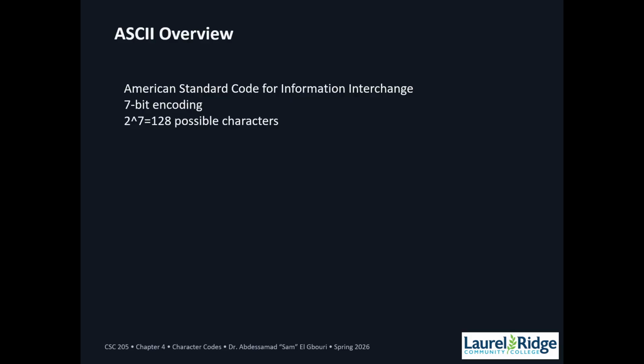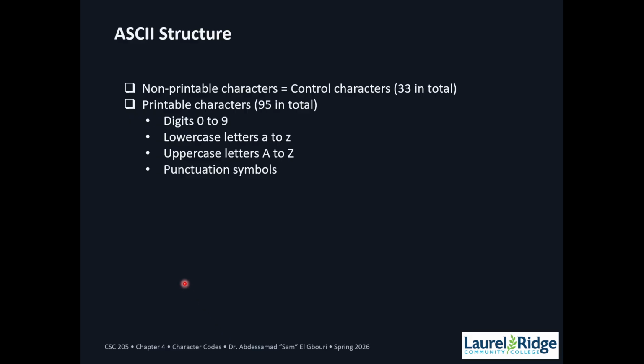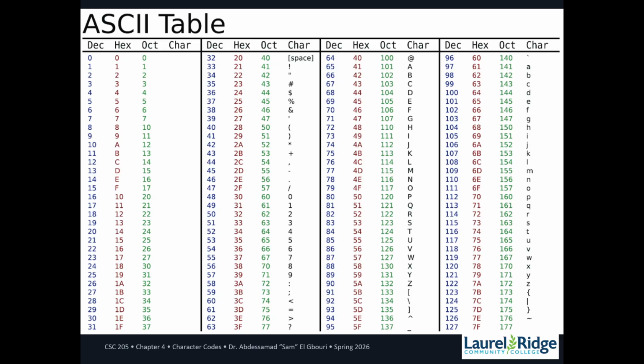Now, this is an overview. As you see here, we talked about ASCII and its beginnings, which was 7-bit encoding. So 2 to the power 7, that's 128 possible characters. But now we have 8. ASCII structure: there are non-printable characters, as I said, 33, and printable characters, 95. In these 95, you see the digits 0 to 9, A to Z lowercase and uppercase, and some punctuation. And we're going to see in the next slide all the combinations in the ASCII table.